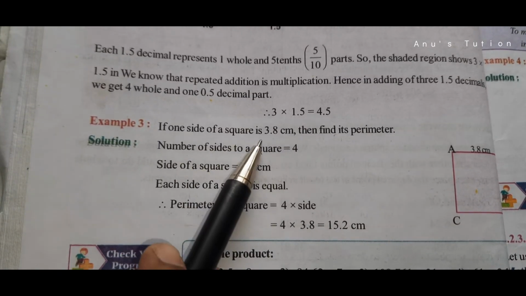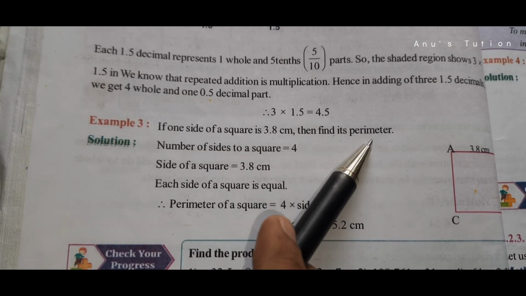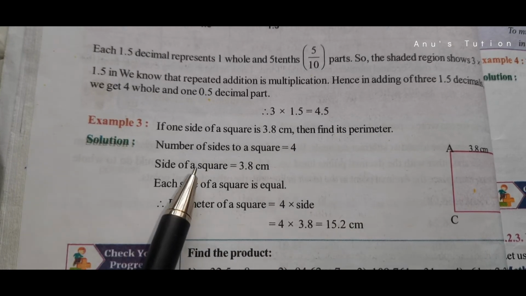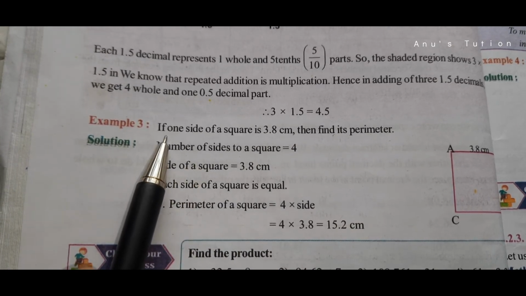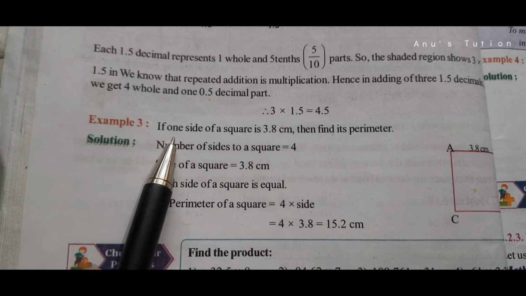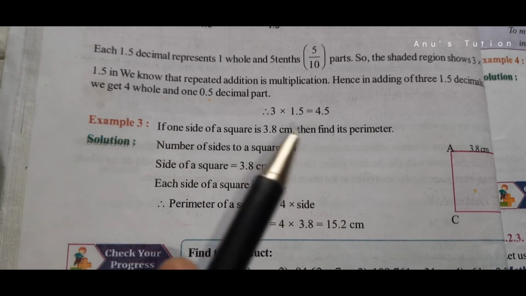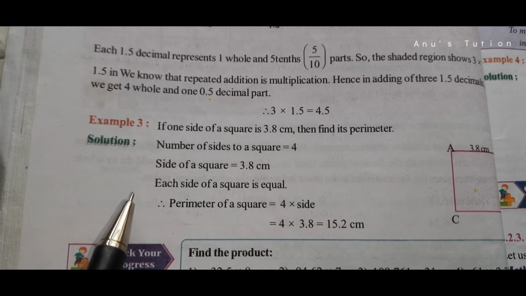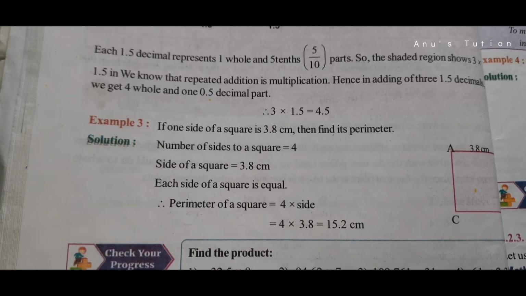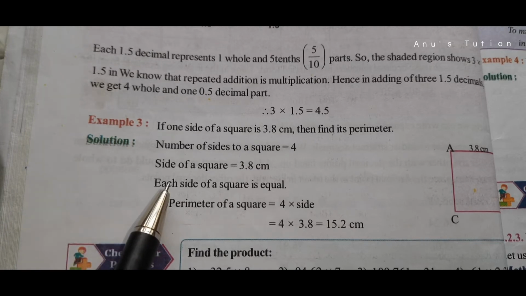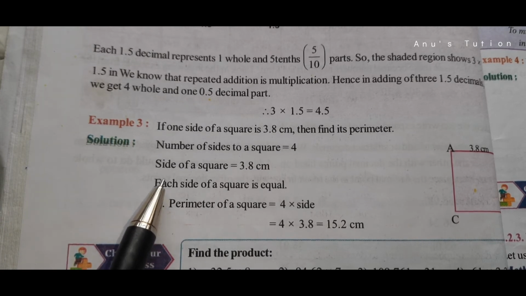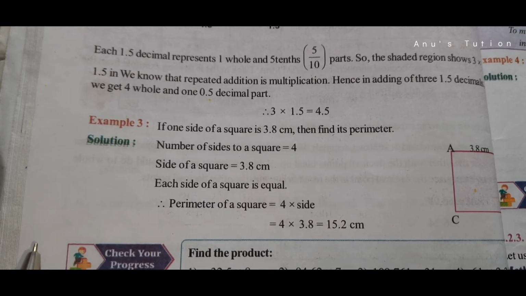Next, if one side of a square is 3.8 centimeters, then find its perimeter. First of all, while solving this problem, we have to know the formula for the perimeter of a square. What is the perimeter of a square? It means 4a. Okay, if you go to the earlier classes, we will know the formulas for the square, triangle, rectangle, like that.